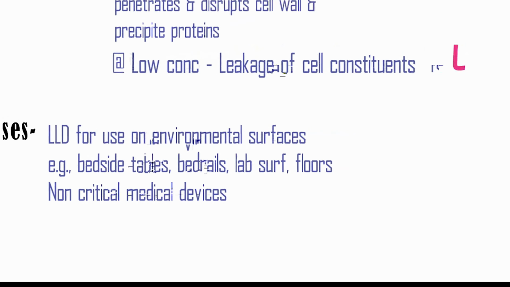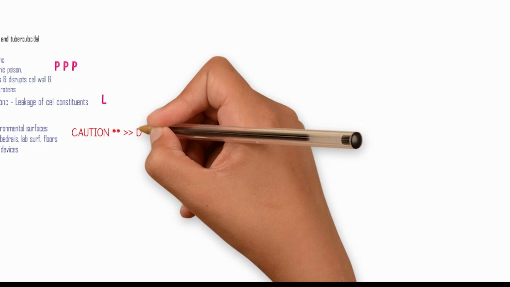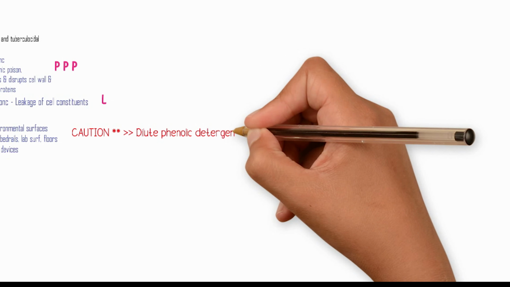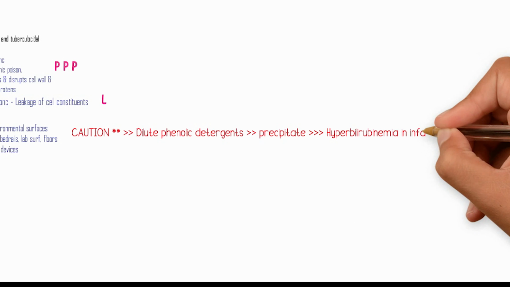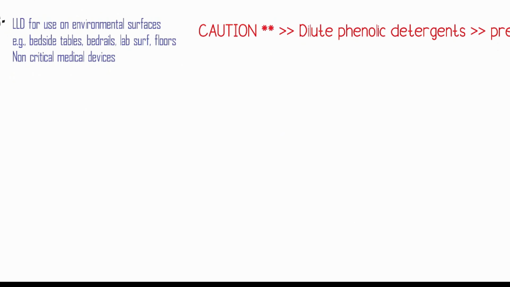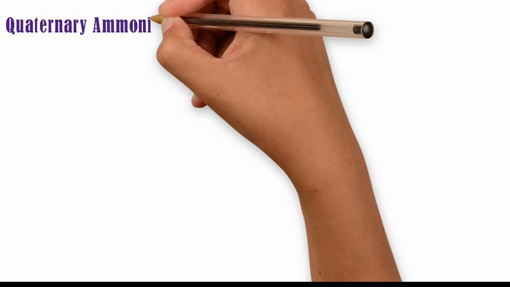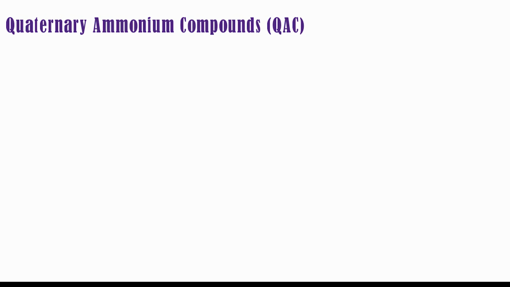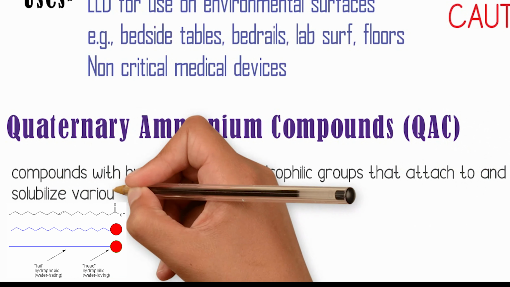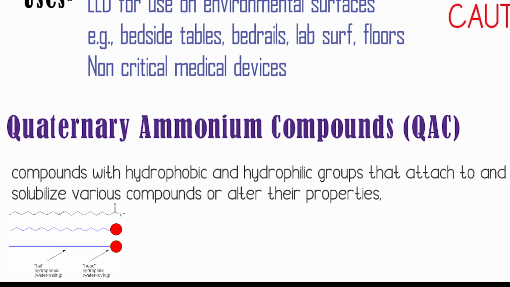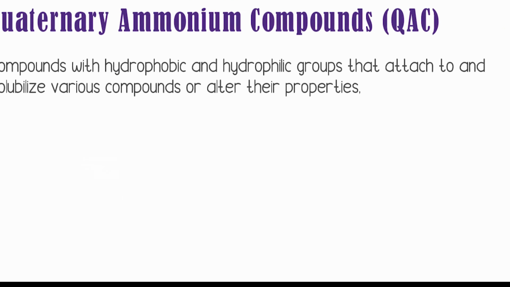But be cautious. Always dilute phenolic detergents before using, especially in nurseries, as it can precipitate on surfaces and lead to hyperbilirubinemia in infants. The last disinfectant to be discussed is quaternary ammonium compounds. They are compounds with hydrophobic and hydrophilic groups that attach to various compounds and alter their properties or emulsify them.